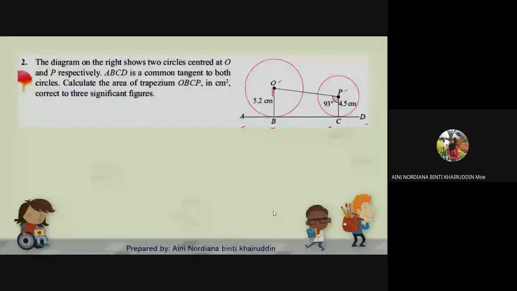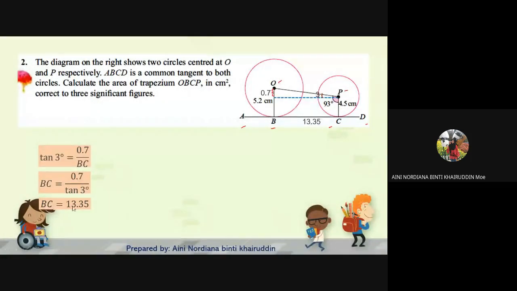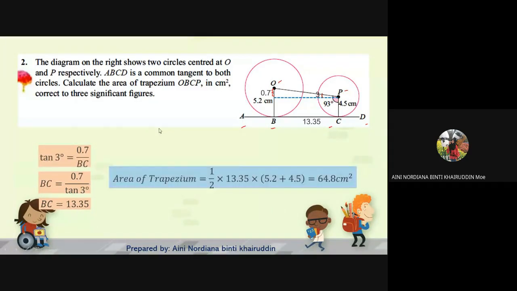So we continue. So length of BC equals 13.35. Next, area of trapezium. You can use the formula of area of trapezium, 1/2 times BC times 4.5 plus 5.2 equals 64.8 cm square.